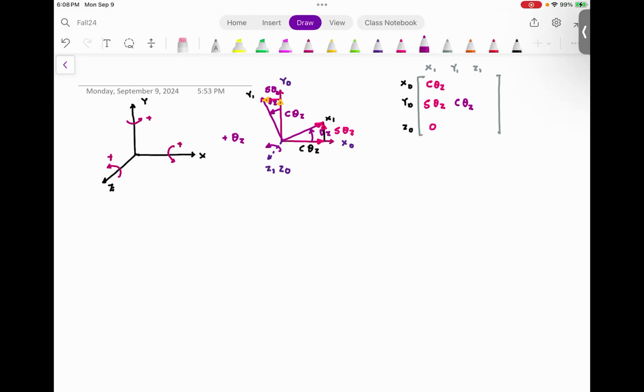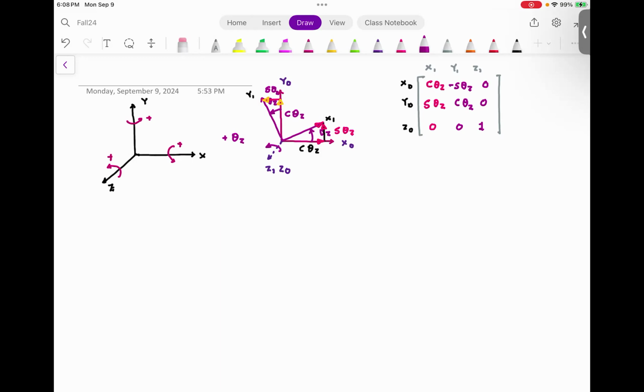The projection of y1 onto x0 is in the leftward direction, which is opposite to the positive x0. So it's going to be negative sine theta z, so minus sine theta z. Clearly, y1 has no relationship whatsoever with z0. z1 has no relationship with x0. z1 has no projection on y0. z1 and z0 are aligned, so 1. This is called the rotation matrix.